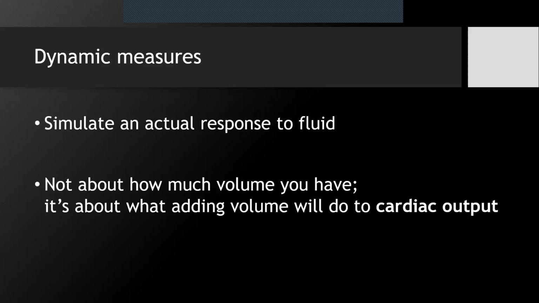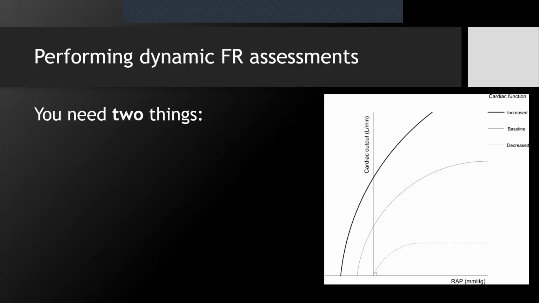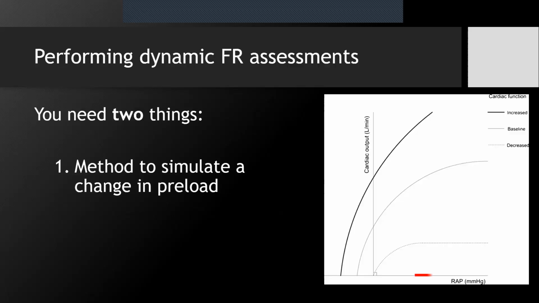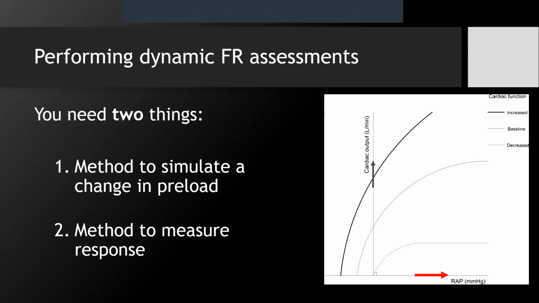Which means that to do a dynamic measure of fluid responsiveness, you actually need two things, right? The first thing that you'll need is some method to simulate this change in preload. Somehow, without actually giving fluid, you have to figure out a way to simulate a change in the preload. And then the second thing that you need, and this is the key distinction between a dynamic and a static measure, is that you need a method to measure that response. When you simulate adding fluid, is there a way to measure that change in cardiac output, or, if you're not directly measuring the change in cardiac output, to see something else that indicates that there will be a change in cardiac output?